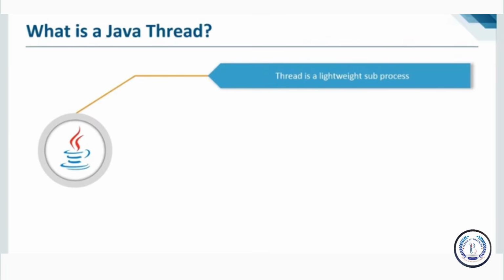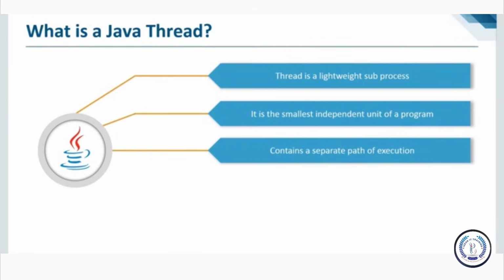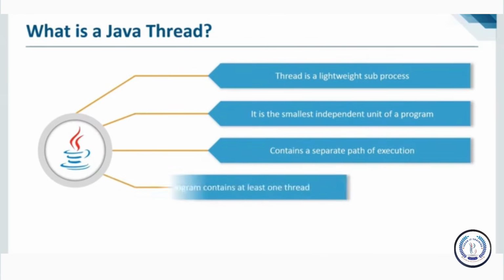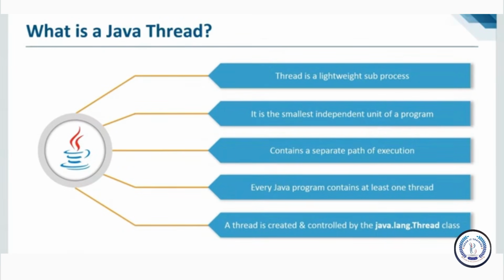So a thread is a lightweight subprocess. It is the smallest independent unit of a program. It contains a separate path of execution, and every Java program will have at least one thread, something known as the main thread. Main is nothing but an execution context where certain jobs will be executed one after the other in a sequence. Now, if you want to create a thread in Java, we have the Thread API from the java.lang package itself. You need not even import it. It's by default in the lang package.